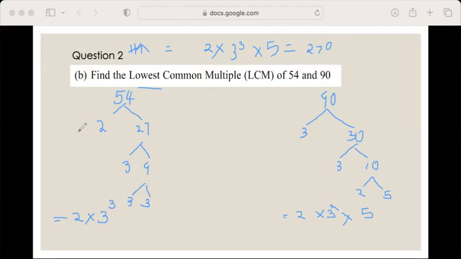Now, if you were doing the listing method, you would keep on multiplying 54 times 1, 2, 3, 4, 5, and so on, and 90 times like that. So that's how you would end up with it. So now we have arrived at the answer in this way. Right, okay.